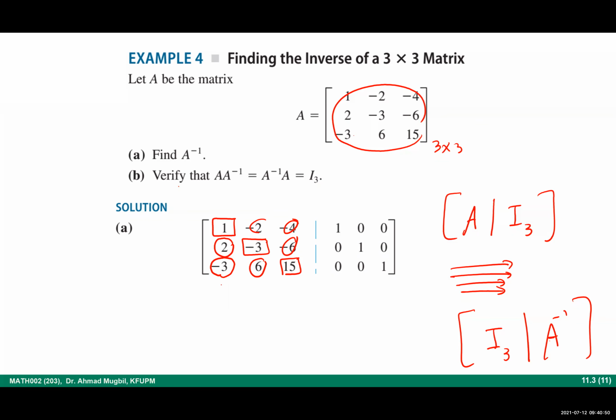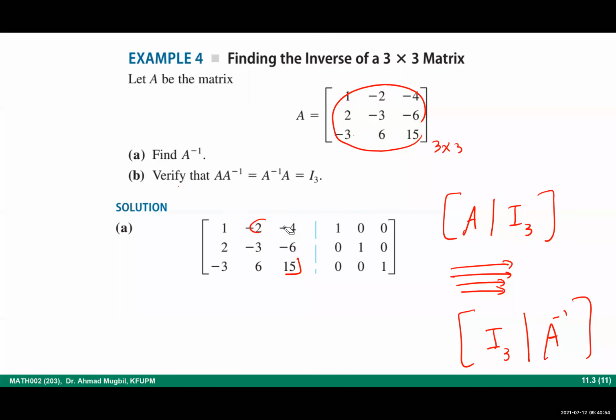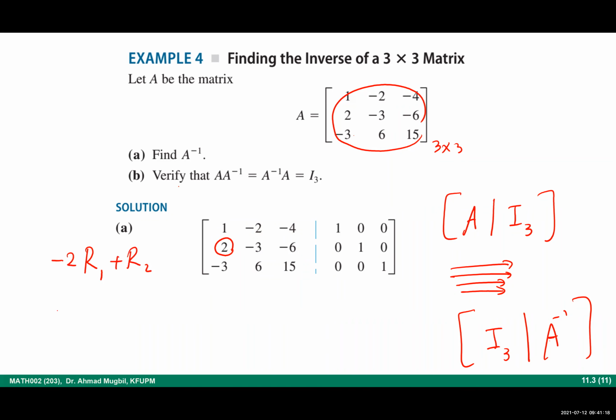So how to do that, ya shabab? We will use the same operations. So who can tell me, ya shabab, what to do to make this 0, for example? What we can do to make this entry equals to 0? Multiply -2 in row 1 and plus row 2. Row number 1 multiplied by -2 plus row number 2. You are right. Thank you.